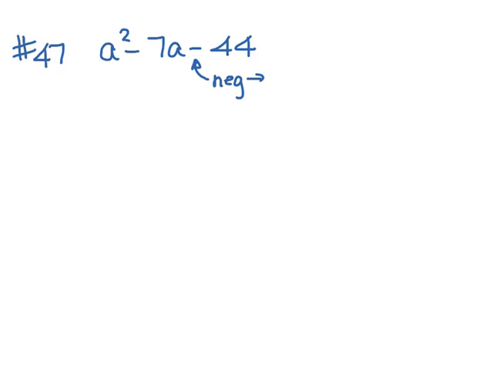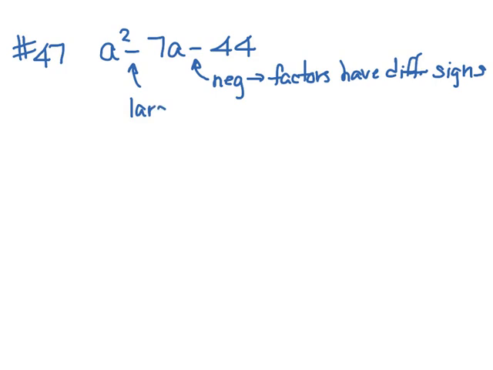Okay, let's do one more. Let's do number 47. In this case, we have, let's say, a squared minus 7a minus 44. Okay, again, we look at that. So because it's negative, that means factors have different signs. So we know we have one positive, one negative, right? And then this one tells us that the larger factor is negative.